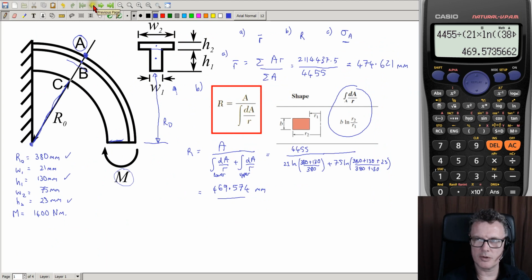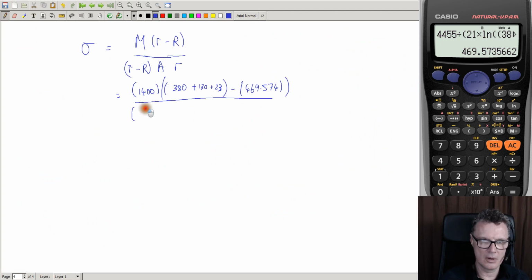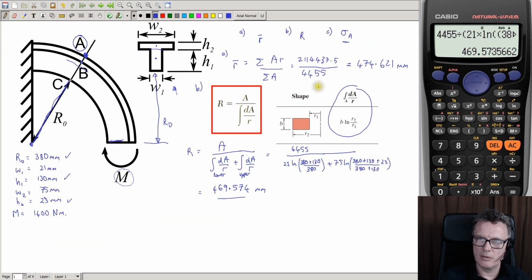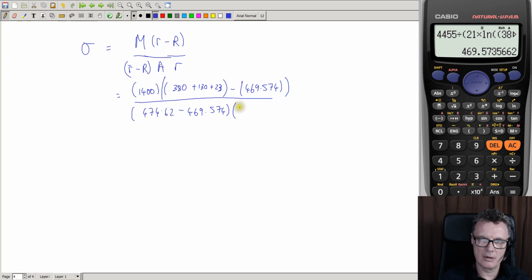So we got the 474.62, take away the 469.574. And then we want the area, so we'll use that number, which is this one here, 4455, and then we want the location, so that's 380.